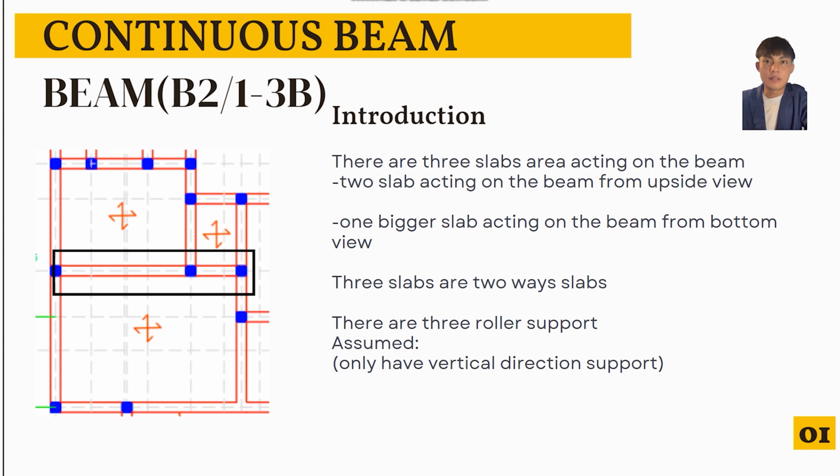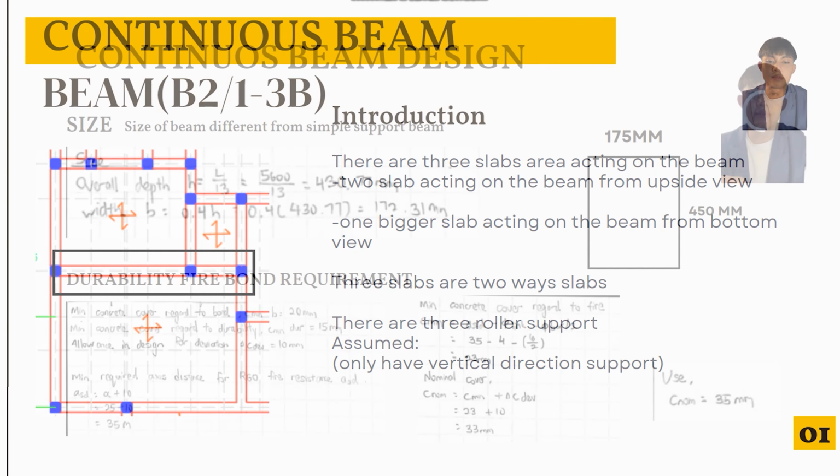So now I will present the continuous beam that I designed in this project. The beam I selected is beam B2, slab 1 to 3B. There are 3 slabs acting on the beam, 2 slabs acting on the beam from the upside view, and 1 bigger slab acting on the beam from the bottom side. We can see that all of the slabs are 2-way slabs, and we can assume that all the supports are roller supports.